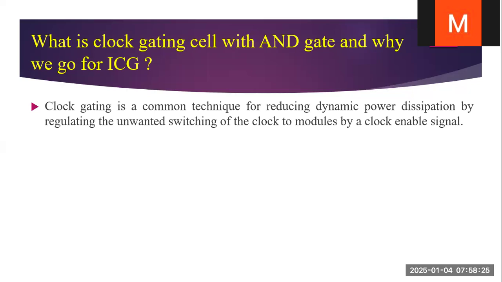If you go with just an AND gate, then there will be a glitch. There is a chance of getting a glitch if the enable signal goes high in the middle of the clock. So to avoid that issue, we go with a latch along with the AND gate. That is called an ICG, integrated clock gating cell. This latch provides some delay so that we are able to avoid the glitches in the ICG clock gating cell.